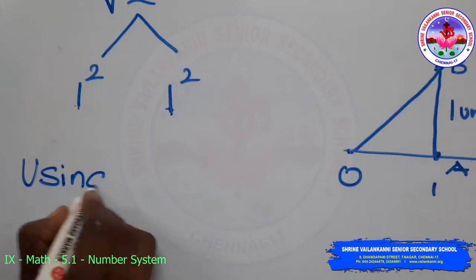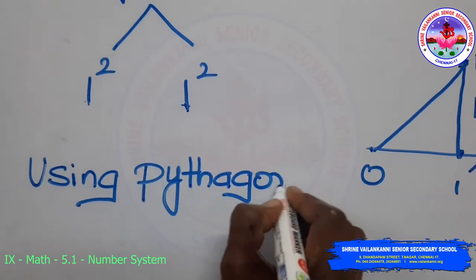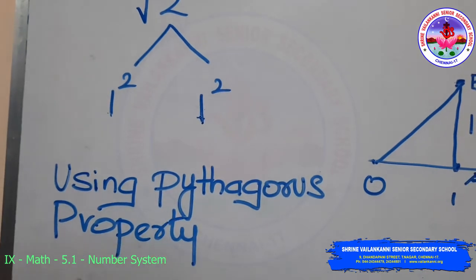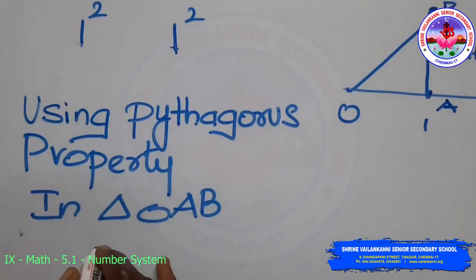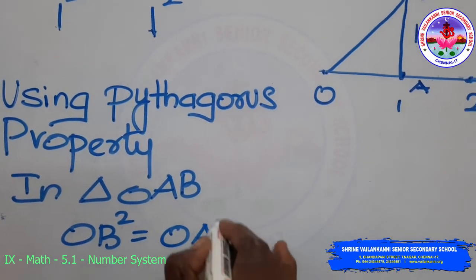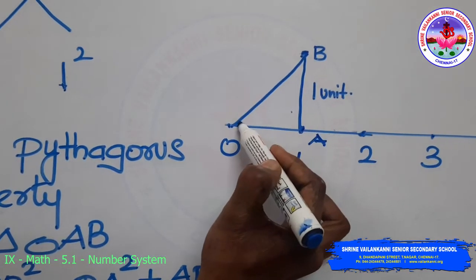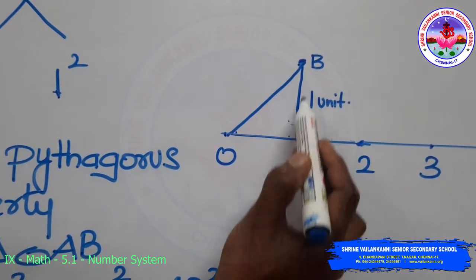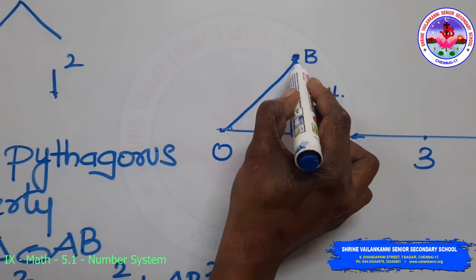So using Pythagoras property in triangle OAB, where OB is the hypotenuse, OB square is equal to OA square plus AB square. So in the figure, OB is the hypotenuse, which lies opposite to my 90 degree angle, where the other two sides are OA and AB. So OA will be 1 unit and AB, the perpendicular distance, we have taken as 1 unit.